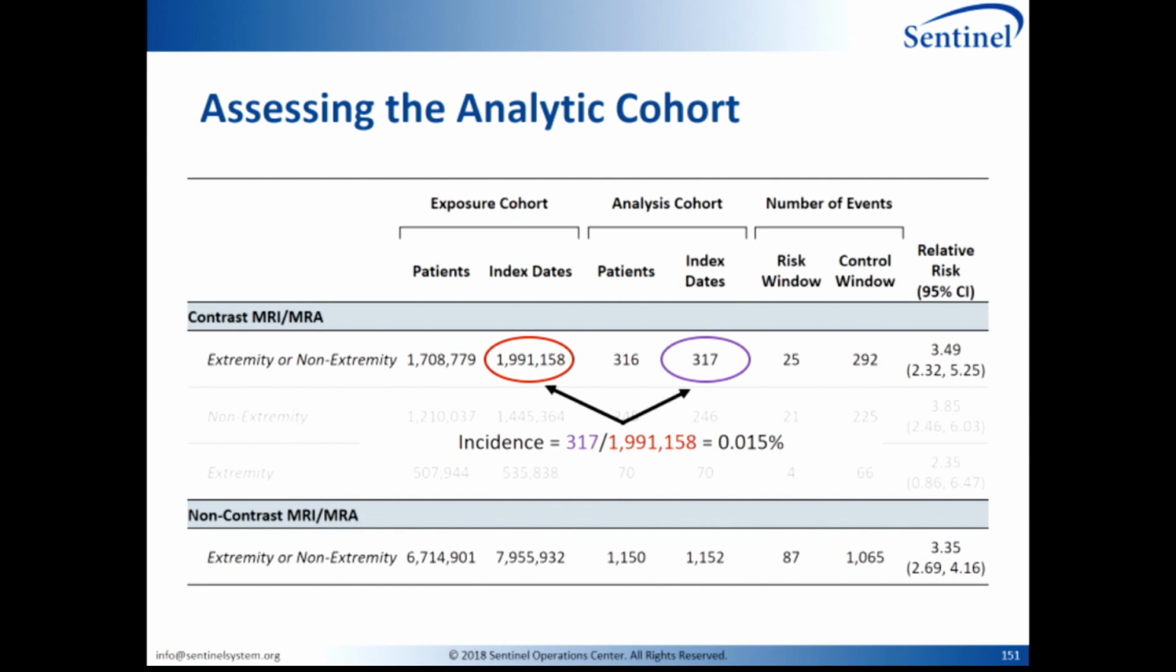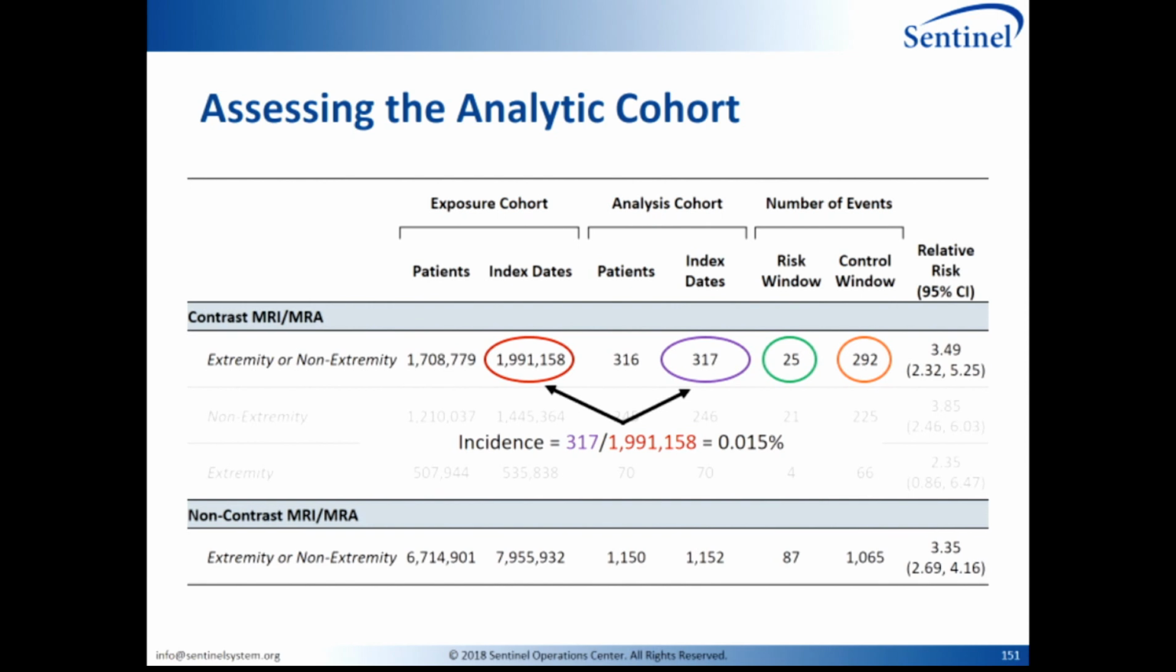And I just also want to point out here that this is quite a rare event, same-day seizure. Out of all of those index dates, 317 had seizures on them, which means that the actual incidence of the outcome was only 0.015%. So this is quite a rare event. It would be somewhat difficult to study this with a cohort study. You would have very low power when you went to estimate the relative risk. So like I said, of these 317 valid events, 25 occurred in the risk window and 292 occurred in the control window.